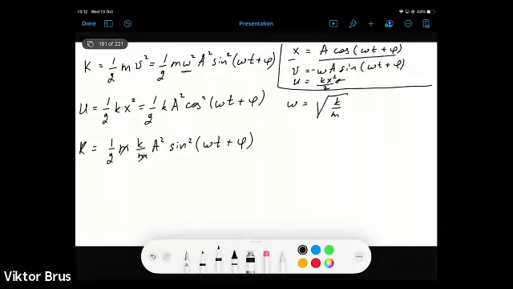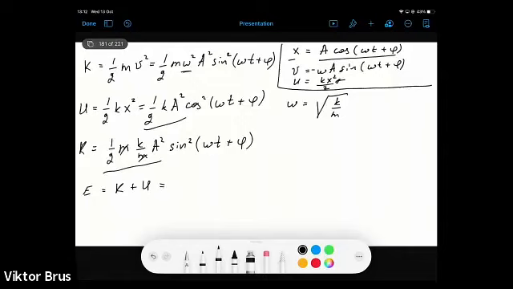M cancel out, and we have 1/2 k times a square. So we see that this prefactor before sine is the same as this prefactor in potential energy before cosine. So now we can write the expression for the total mechanical energy of this system, so the sum of kinetic and potential energy.